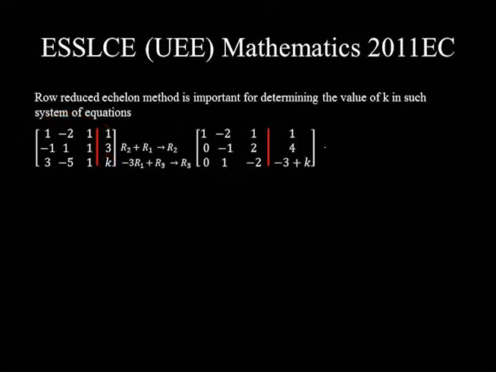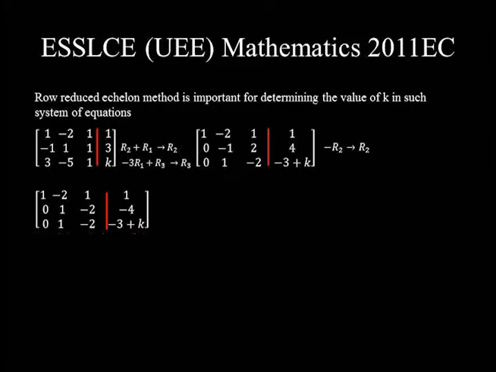The next step, convert the leading entry of row 2, that's negative 1, to 1. Simply multiply row 2 by negative 1 and then put it in row 2. Row 1 and row 3 will be the same. Negative 1 times 0 is 0. Negative 1 times negative 1 is positive 1. Negative 1 times positive 2 is negative 2. Negative 1 times positive 4 is negative 4.